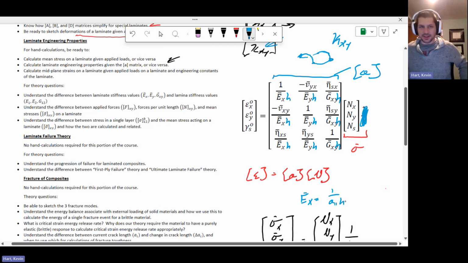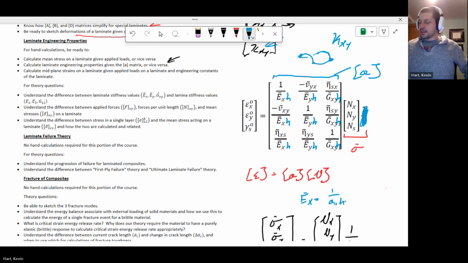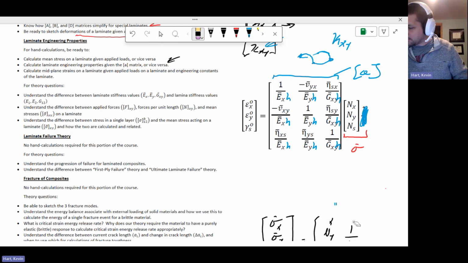All right? That's all I'm trying to say for that little a matrix related to engineering properties. Don't forget the height of the laminate. All right? So that's that. All right, let's move on.